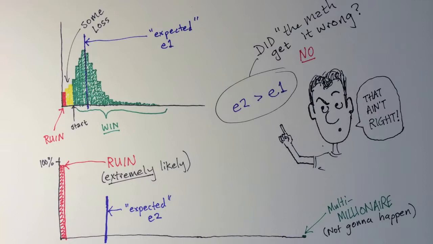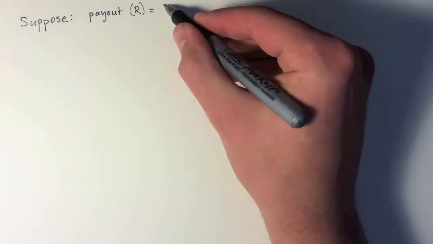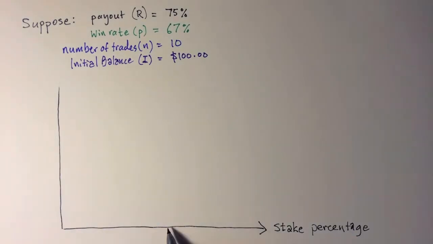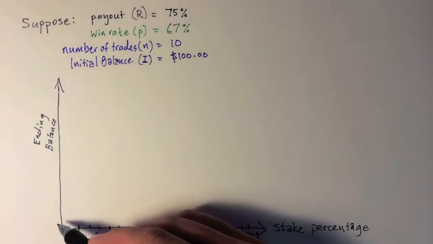Let's use a specific example to show how the logical options quick forecast method incorporates risk into the output in contrast to the money multiplier forecast method. Suppose we have a 75% payout offered by the broker, a win rate of 67%, and an initial balance of $100.